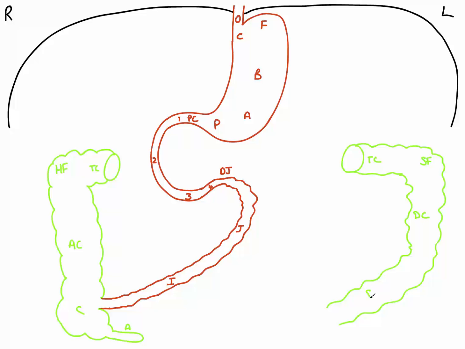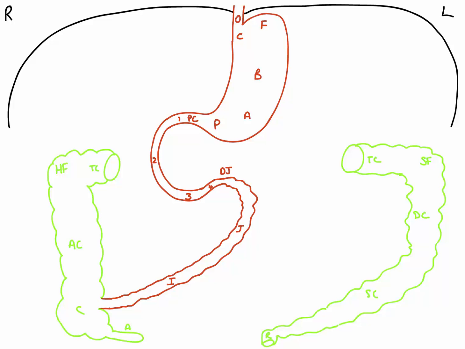So here we can see the sigmoid colon, and then the sigmoid colon is going to give rise to the rectum, and the rectum then becomes the anus, and that passes through the pelvis. So here we can see the entire length of the gastrointestinal tract, from the esophagus through the stomach, duodenum, duodenojejunal junction, the jejunum, the ileum, and then we've got the large intestines, the cecum, ascending colon, transverse colon, descending colon, sigmoid colon, and then we have the rectum down here.